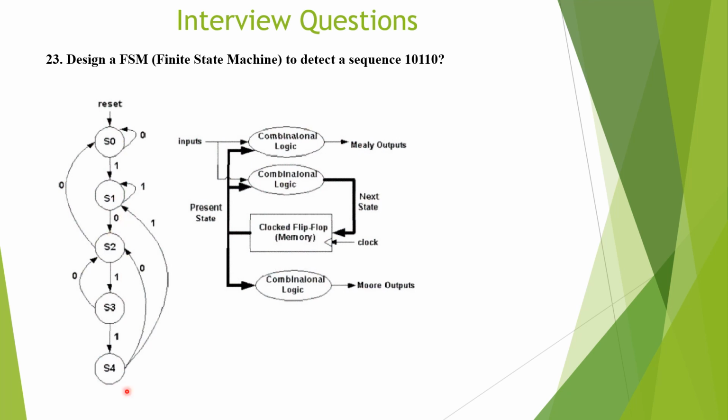In S4, if you detect a 1, that means you have detected 1 0 1 1 1, which is not the pattern you're looking for. So you go to S1, which means you have detected a 1 in this case. This is a solution to detect this particular pattern. If the pattern is different, then the arcs in the state machine have to be modified accordingly.